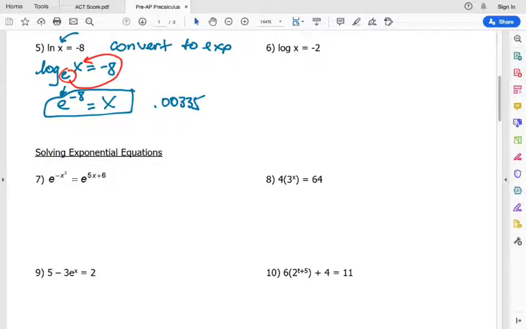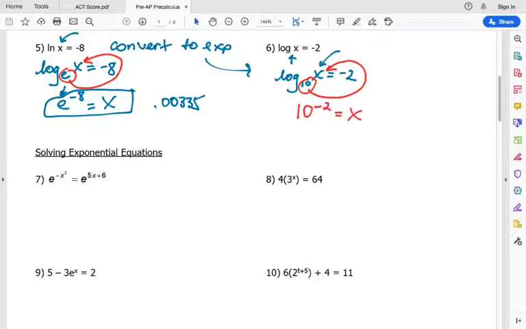Okay, on number 6, remember, if you don't have a base written, it's understood to be log base 10. So we are going to convert this to an exponential function again because x is the argument of that log function. So to do that, that's my base, and I'm going to set it equal to that x. So it'll be 10 raised to the -2 power equals x. Remember, 10 to the -2 is the same thing as 1 over 10 squared. So x equals 1 over 100, or you could have written it as 0.01. Either answer is fine.